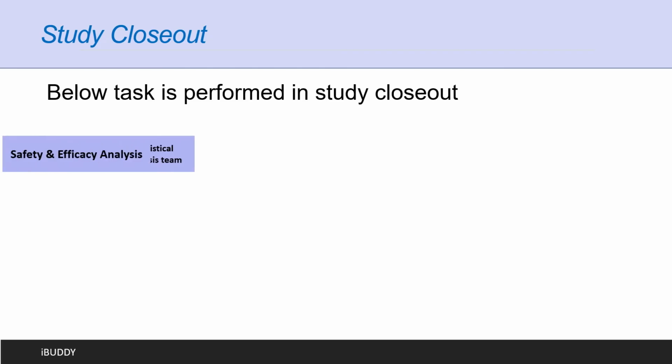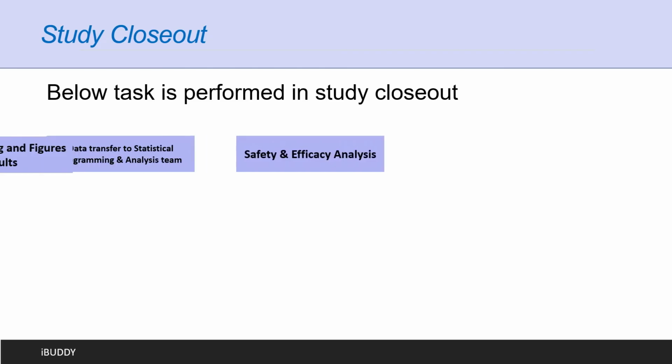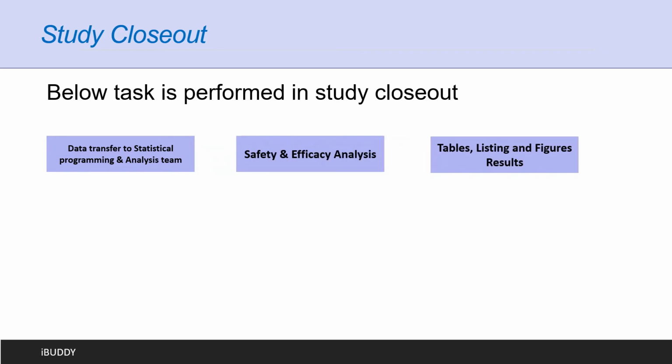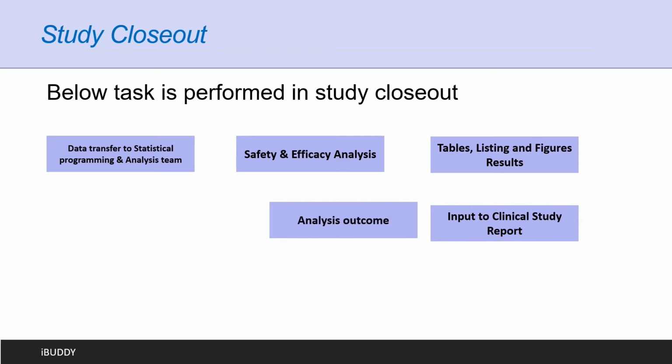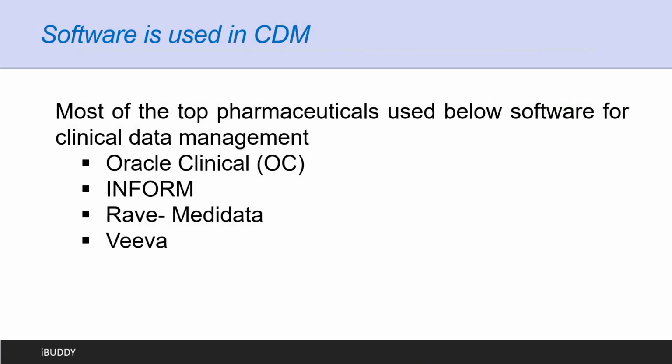Data is analyzed for safety and efficacy analysis as per protocol. Data is reviewed by the clinician and statistician, and the clinical study report preparation phase starts. Now let us learn which software is used in clinical data management. Most pharmaceutical companies use Oracle Clinical, Pharm, RAVE Medidata or Veeva for electronic data capture.